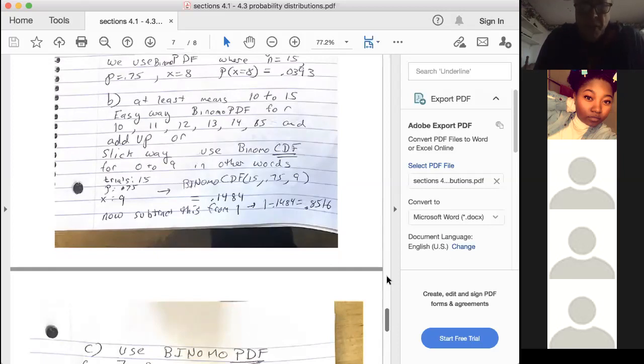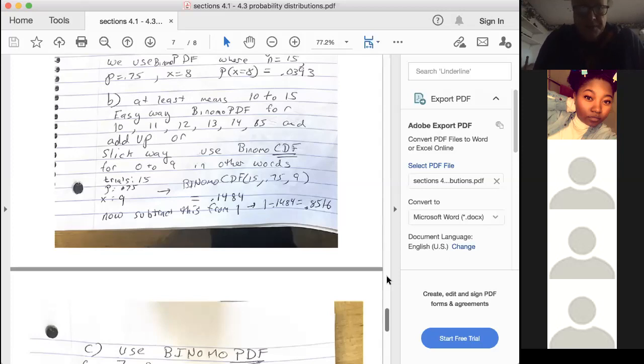And so that means we could take each one of these, we could do the binomial PDF for 10, write down our answer, do the binomial PDF for 11, write down our answer, and so on, and then add it all up. A slick way to do this, though, would be to use that idea of the complement. So in other words, what's the complement of between 10 and 15? Well, that would be between 0 and 9. That is exactly how the binomial CDF works. It starts at 0 and goes up to a number. So we could use a binomial CDF.